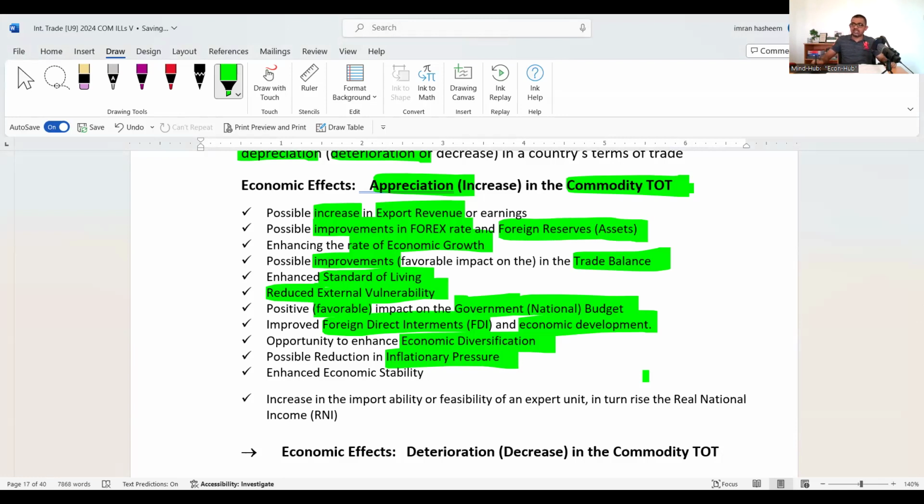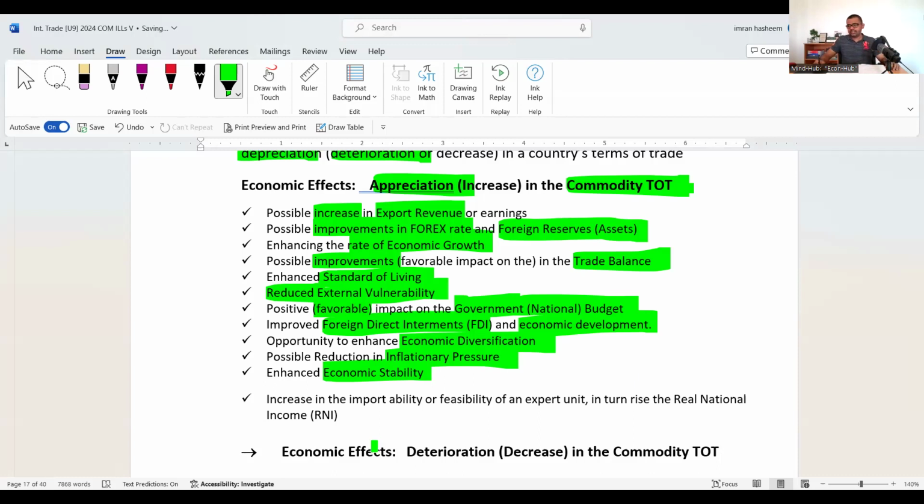Enhanced economic stability. So I think that is an overall point more than anything. With good economic growth and strong, stable exchange rates, then fewer external vulnerabilities are there. Government budget is stable. No? So all things considered, overall macroeconomic stability is there. Economic stability is there. Right.